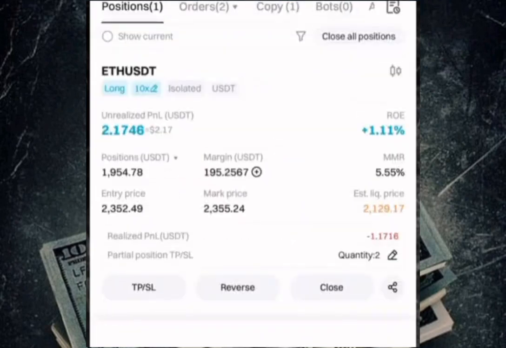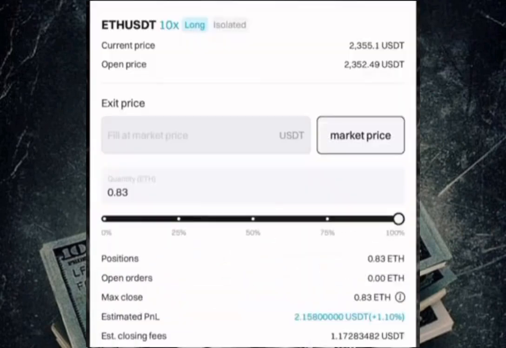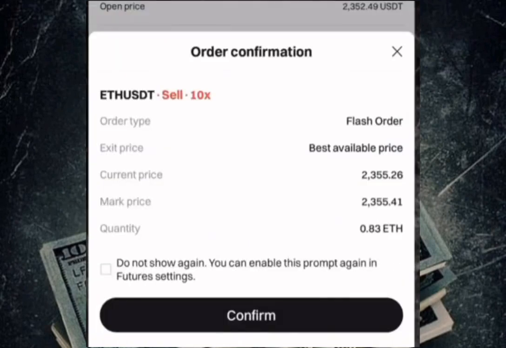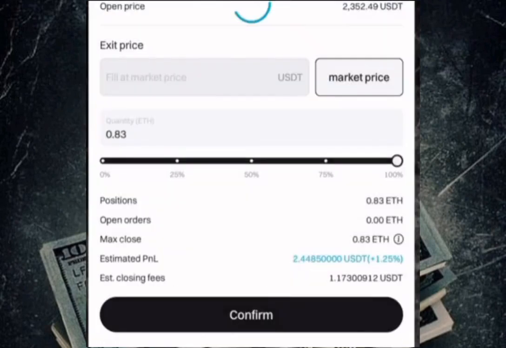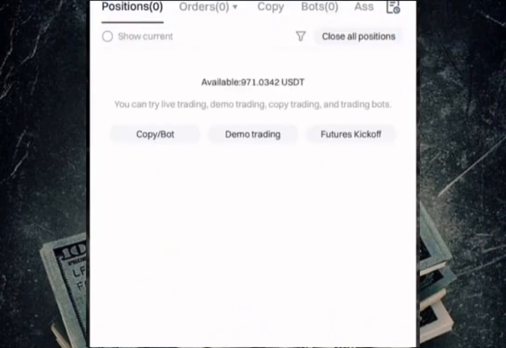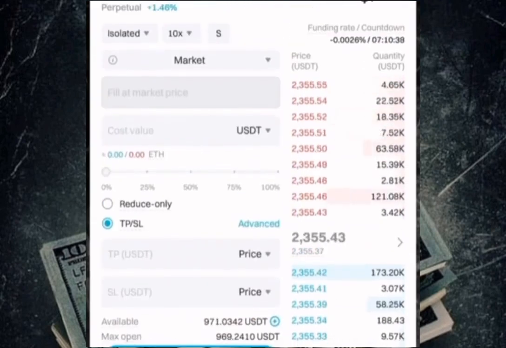So again, if you want to close your trade, just click on close right here. Make sure that it's on market price. Make sure that this market price is showing right here. So once you're on market price and you have this on 100%, just click on confirm. And then just click on confirm again. And then you can see successful. So we already closed the trade and then we have our profits in our wallet. So that's just a simple way to do futures trading on the Bitget app.